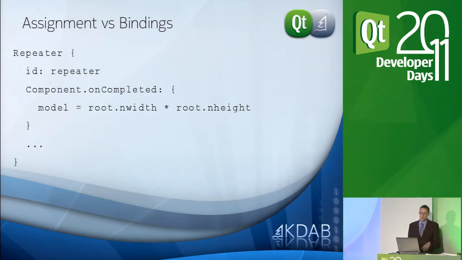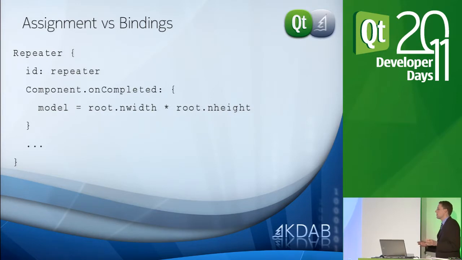There's a signal handler called onCompleted. That belongs to the attached object component that you have on every QML item. And that's called whenever the entire thing is completely set up as far as QML is concerned. So all the properties we might want to refer to exist at this point and are initialized correctly.